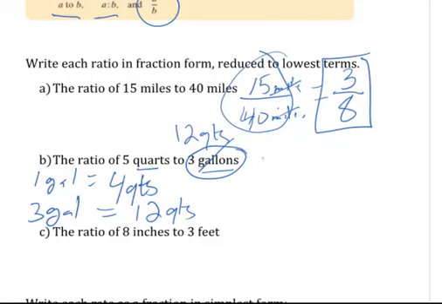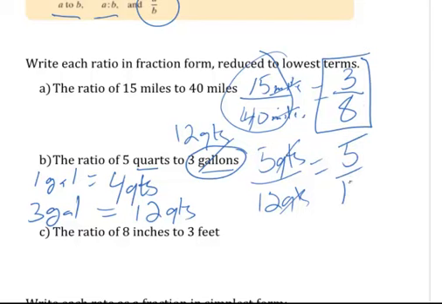Now I can go ahead and write my fraction. So this is 5 quarts to 12 quarts. I'm going to go ahead and reduce by getting rid of my units, and I can't reduce 5 and 12 by themselves, so that part will stay like that.